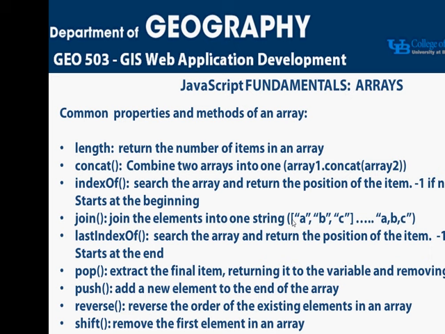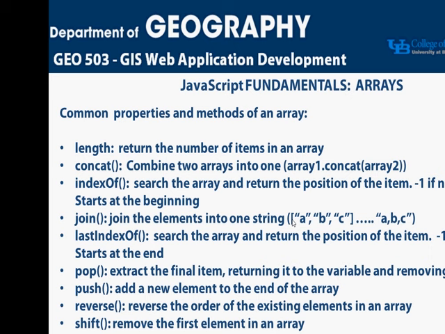Concat, with the parentheses, combines 2 arrays into 1. So if you have array 1, say it has 10 items in it, and you have a second array, array 2, with 5 items in it, and you want one list with all 15 items in it, you would use concat, as pictured here. Array 1 concat array 2. It's a little like using the plus with strings. So the result is just one big list with the items of both lists put together.